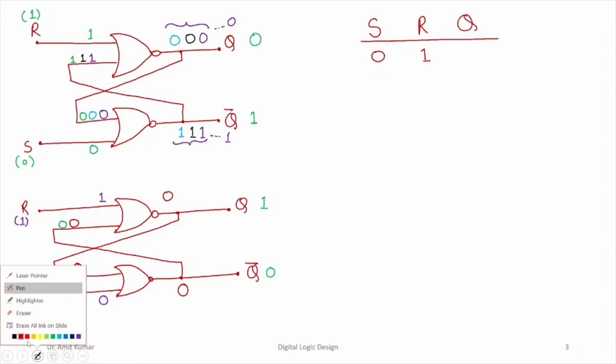So if we now look at this 0 NOR 0, the output is going to be what? It is going to be 1. So if you look at this 0 and 1, 0 NOR 1 output is going to be what?